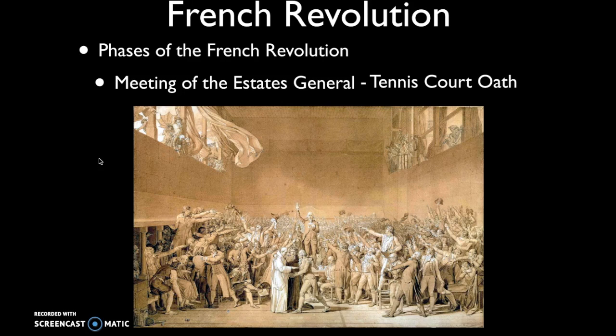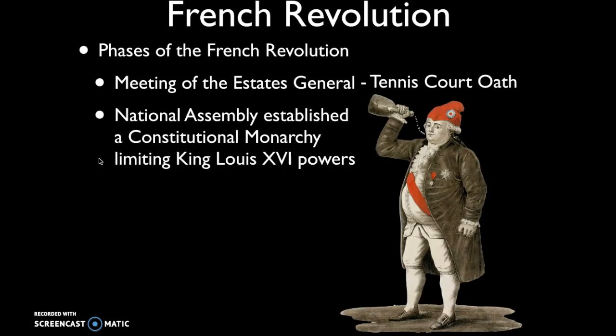And that's exactly what they did. After drafting the Declaration of the Rights of Man and Citizen, they formed a new legislative body called the National Assembly, where they weren't seeking to get rid of the monarchy, but instead to create constitutional limitations on King Louis's power. So they wanted him to recognize these ideals of equality, of liberty, while at the same time protecting property rights of individuals.